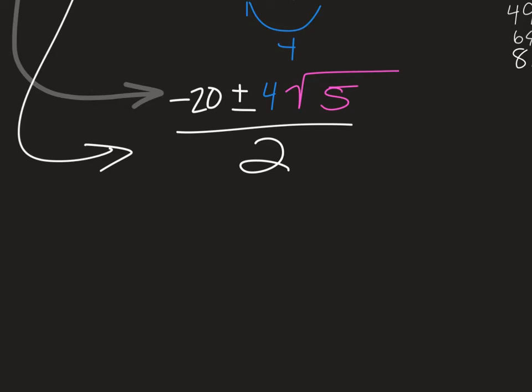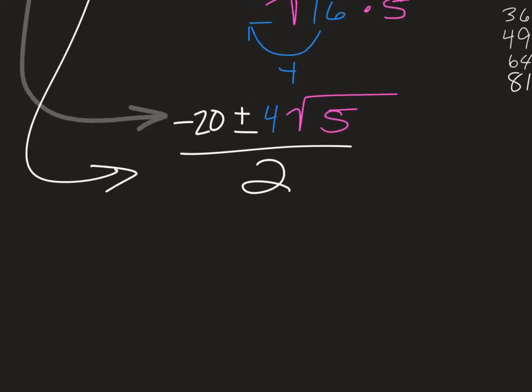Now, what you would normally do is split it off into 2 problems, because you would do negative 20 plus 4 radical 5, then negative 20 minus 4 radical 5. Now, because it's got that square root thrown in there, we can't really do that. But what we can do is simplify this expression that we have here, because I can divide negative 20 by 2 really easily, and I can also divide 4 by 2 really easily.